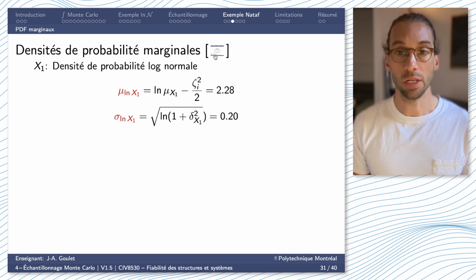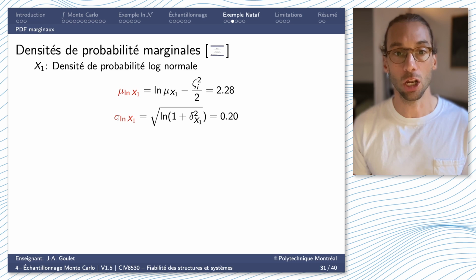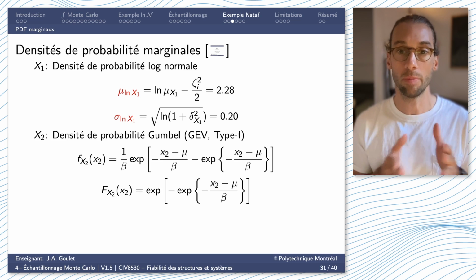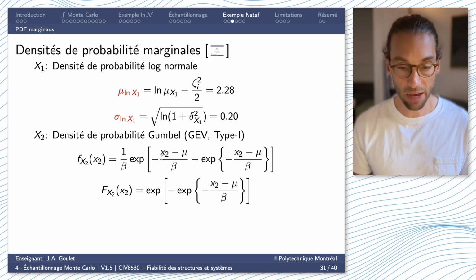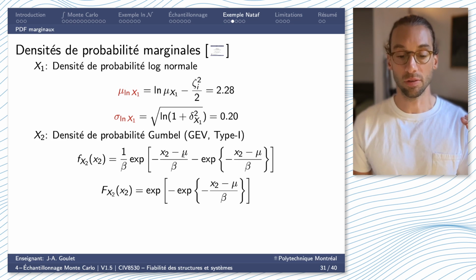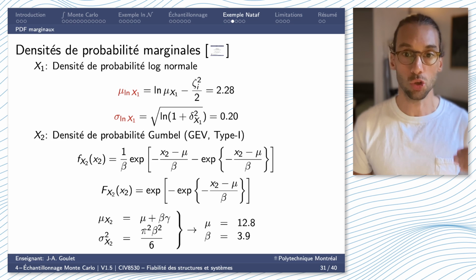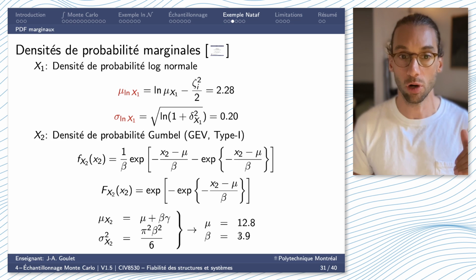So we use the relation we saw in module 1 to go from the mean and coefficient of variation for X1 to the mean in the log space and standard deviation in the log space. This is going to be my lambda, this is going to be my zeta parameters. So I can find these two values for the parameters of my log normal distribution. I do the same thing for my Gumbel. Remember, Gumbel is the GEV type 1 distribution. I'm going to have here its PDF, its CDF. I need to evaluate from the mean and standard deviation the mu and beta parameters, and in order to do this, I need to solve this two equation, two unknown system. If I do it from mu x and sigma x, I want to evaluate mu and beta, which are going to be solved as 12.8 and 3.9.